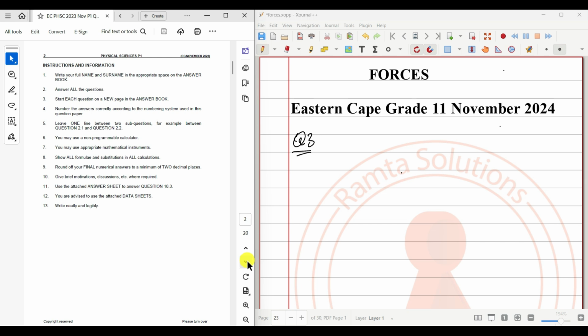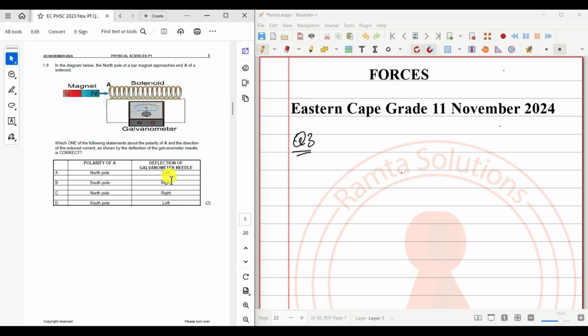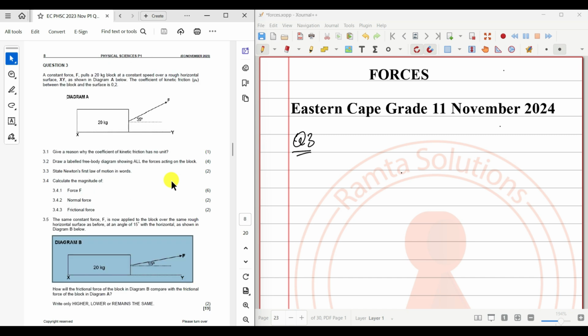Instruction 13, write neatly and legibly. I know the neatly part is subjective, but it's important, guys, that in as much as we improve our understanding of the laws of physics, we must also ensure that our presentation of our work is neat. Okay, so we should also work on improving our handwriting. Okay, perfect. All right. This is a grade 11 paper, so obviously the section topic starts at question 3. So let's see now.